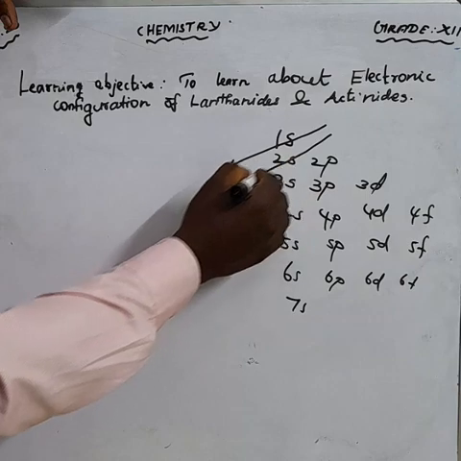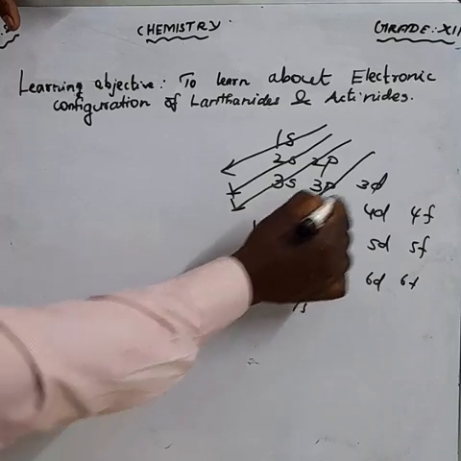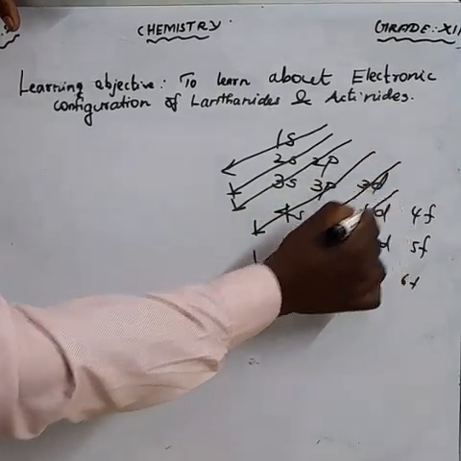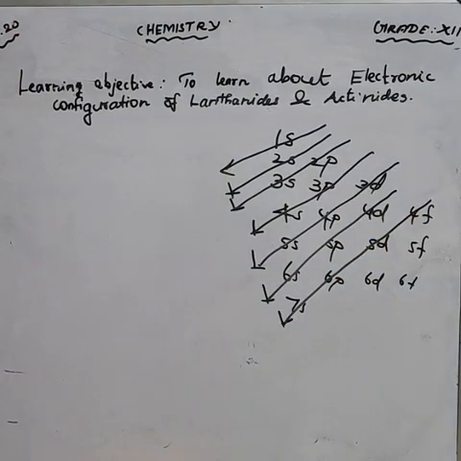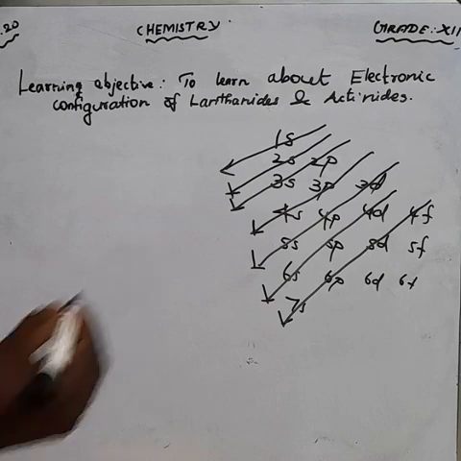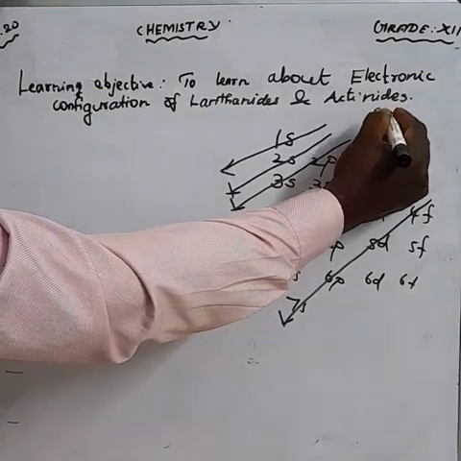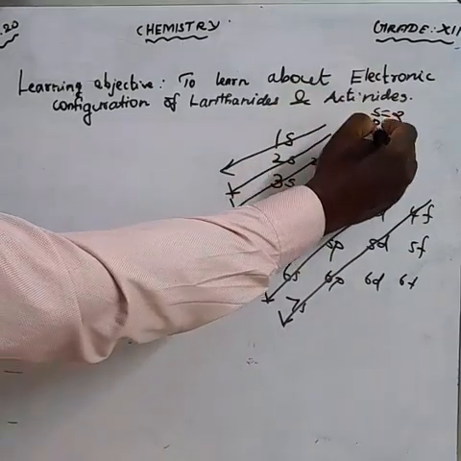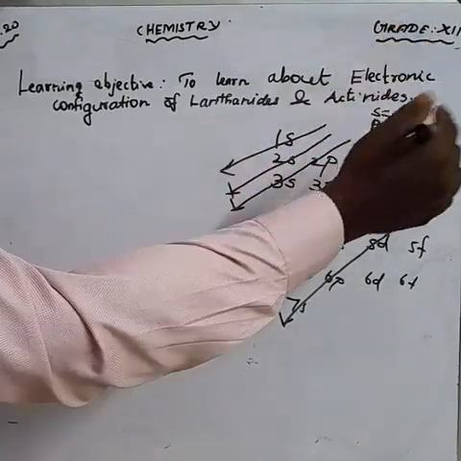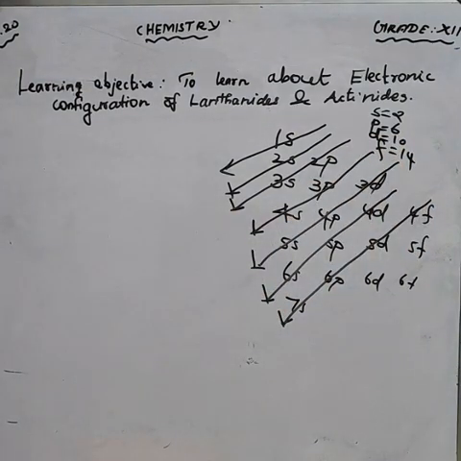First, second, third, fourth, fifth, sixth, seventh shells. Every s subshell can accommodate a maximum of 2 electrons. A p subshell can accommodate a maximum of 6 electrons, a d subshell a maximum of 10 electrons, and an f subshell a maximum of 14 electrons. Here it tells about the electronic configuration of lanthanides.